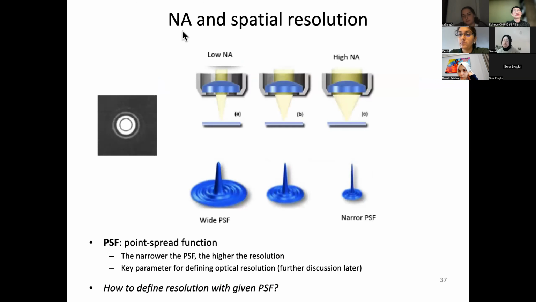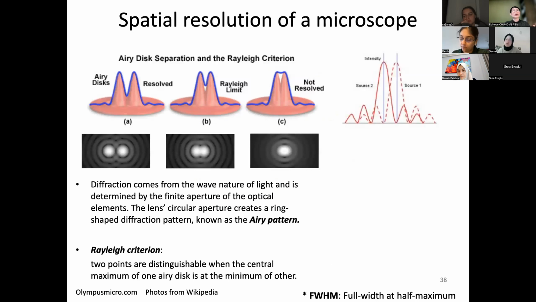And I already showed you NA and spatial resolution. With low NA, you have a poor point spread function. With high NA, you have a narrower point spread function. And we need to say everything quantitatively to communicate with each other. Hey, what's your resolution? So there comes a definition of resolution, meaning coming from resolving something.